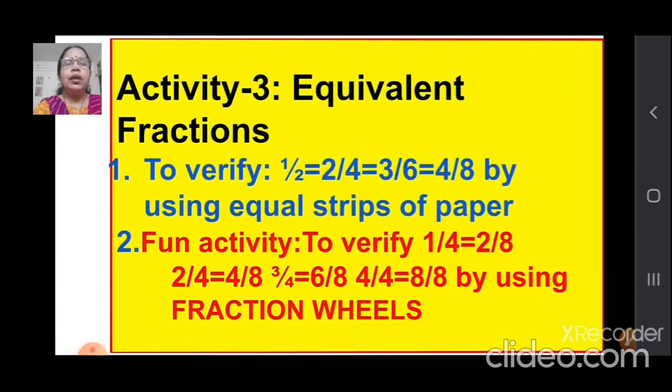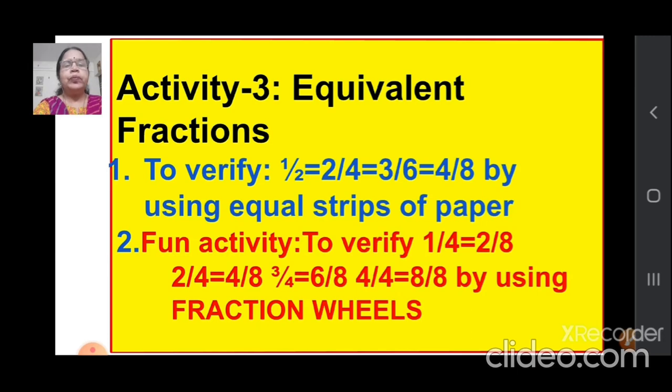So what are equivalent fractions? We have learnt that equivalent fractions are the fractions which represent same part of the whole. That means they have equal value. They look different, that means they have different numerators and different denominators, but they represent equal value or same part of the whole.